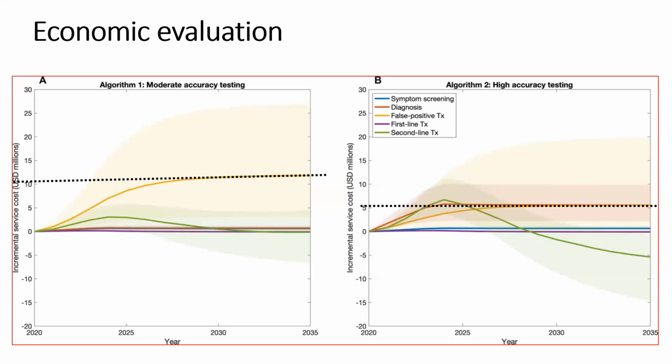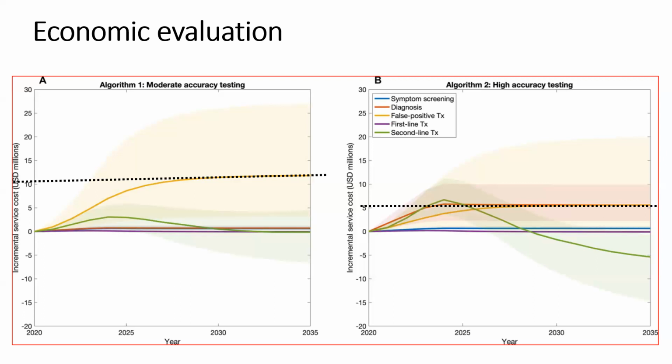And the adoption of the high accuracy testing approach, particularly with a more precise diagnostic tool such as Xpert, leads to a significant decrease in the expenses associated with treating false positive TB cases. So in this scenario, the false positive TB treatment cost and diagnostic cost, represented by the red line somewhere here, emerge as a primary cost driver for the high accuracy testing strategy.